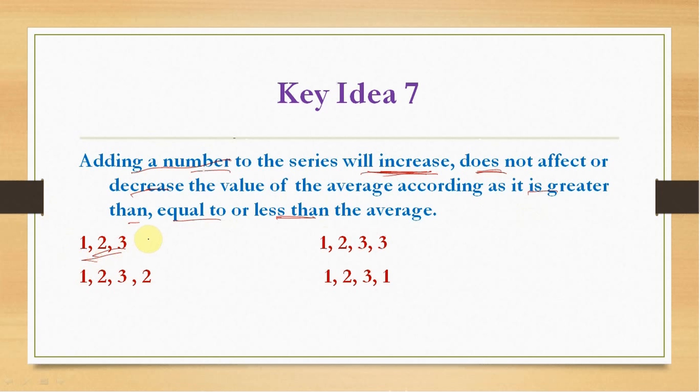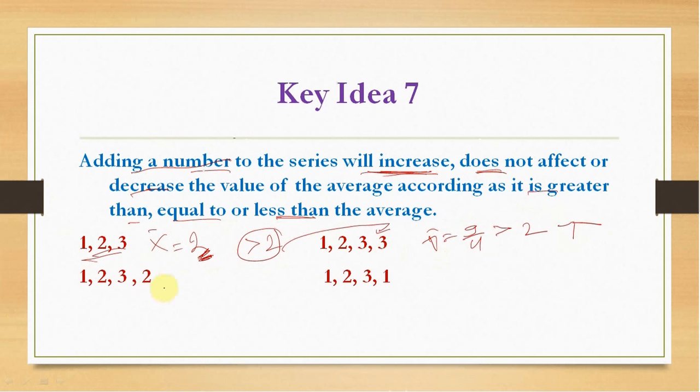This is the series, and its average value is 2. What happens if we add a number which is greater than 2? If we add a number greater than 2, for example 3 here, what will the average be? The average will be 9 divided by 4, which is greater than 2. So if we add a number which is greater than the average 2, the value of the average will go up.